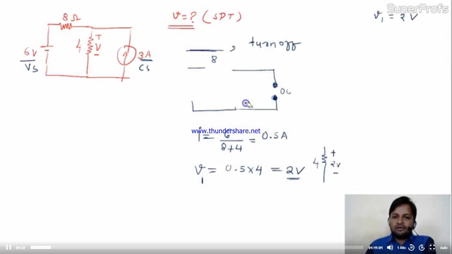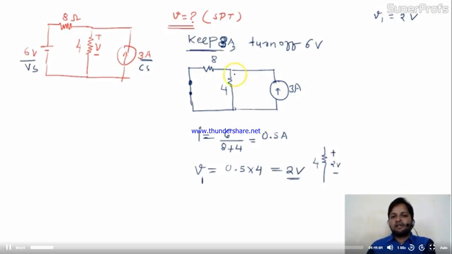Okay. Fine. I'll keep this 3 ampere and turn off 6 volt. Is it okay? How to turn off the voltage source? By making it short. This 8 as it is, this 4 as it is here, and this is the current 3 ampere. Is it okay? Now your task is to find out the voltage across this.